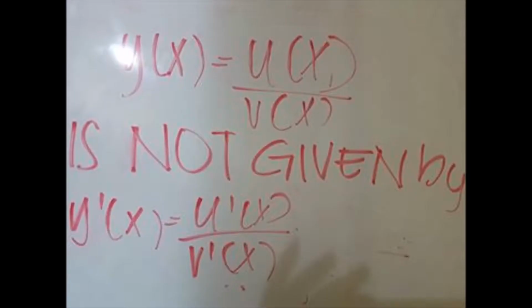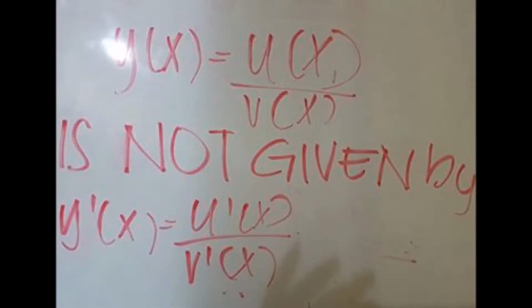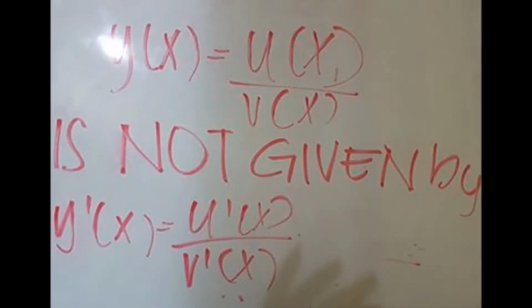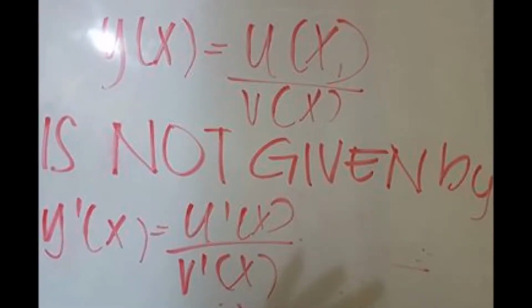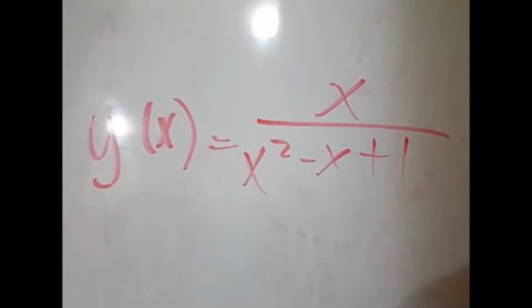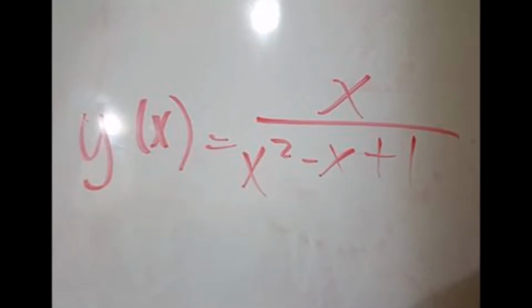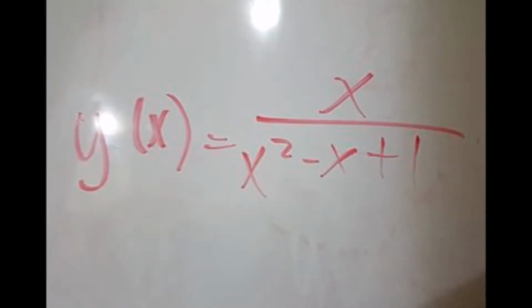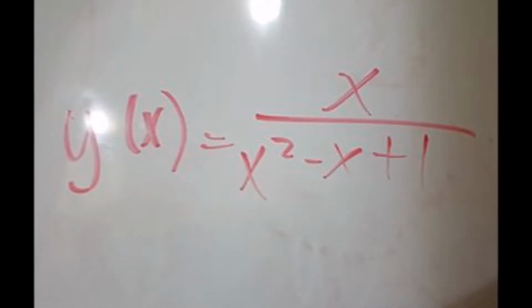1 before. Using the specific example above, in general the derivative of y(x) equal to u(x) over v(x) is not given by y prime of x equal to u prime of x over v prime of x. As long as you can simplify the quotient to a simple polynomial before taking its derivative, you're okay. Often, however, that can't be done. For instance, y(x) equal to x over x squared minus x plus 1.